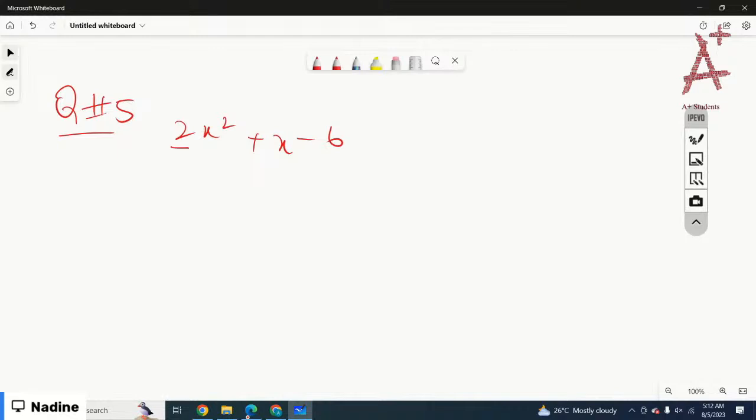Okay, let's just multiply 2 and negative 6, right? So 2 times negative 6 makes negative 12. And here you have 1. So you have to find two numbers whose product is negative 12, and when you add them they make positive 1, right? So think of the two numbers whose product is negative 12 and whose sum is 1, right?